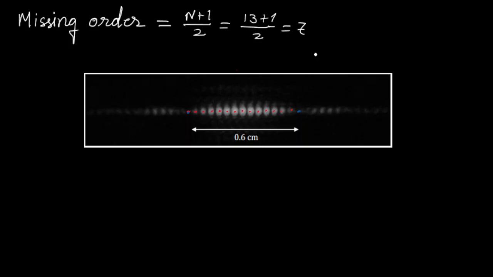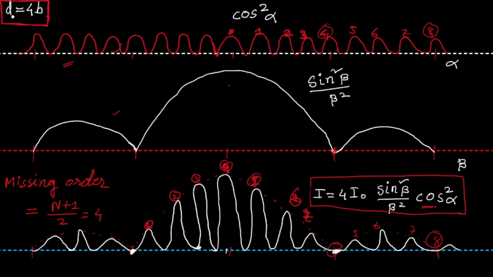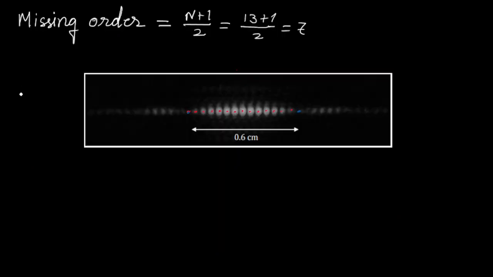Once you know the missing order, we also have a relation that the missing order must be equal to the ratio of slit separation and individual slit width. That means in this case d by b will be equal to 7. Now we have to calculate d. What will be d here? d will be 7 times b. But in this question, b is also not given. So first we have to calculate the value of b.